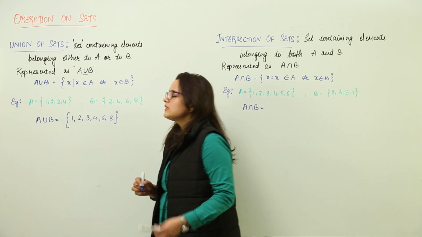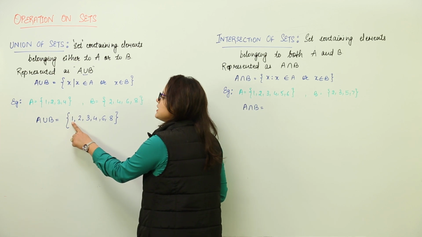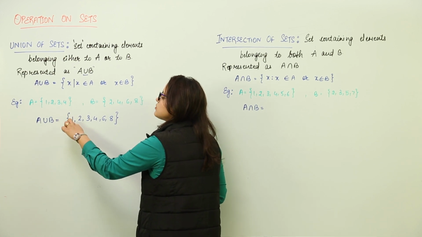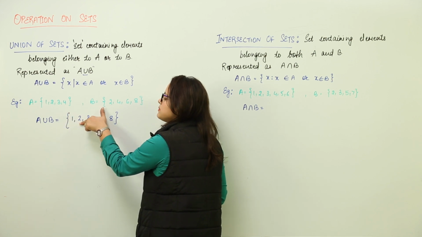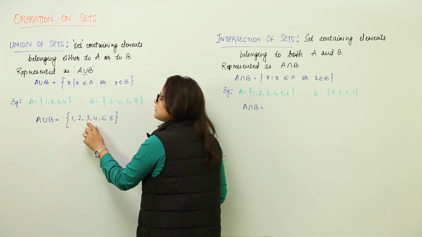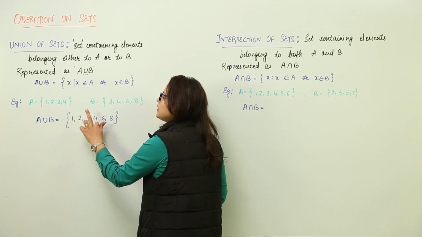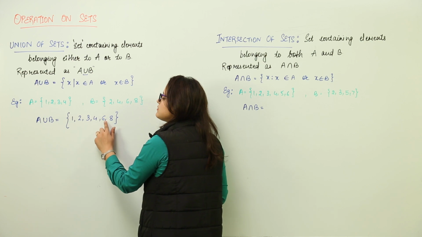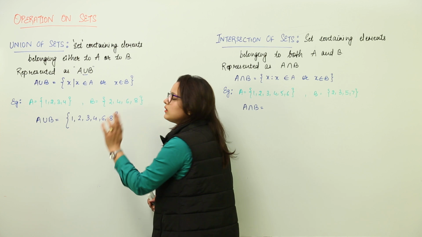Now you can check each element of this set. The first one, 1, is part of A but it is not an element of B. 2 is an element of A as well as B. Third, 3 is an element of A but not B. 4 is an element of both A and B. 6 is an element of B and 8 is an element of B but not of A.